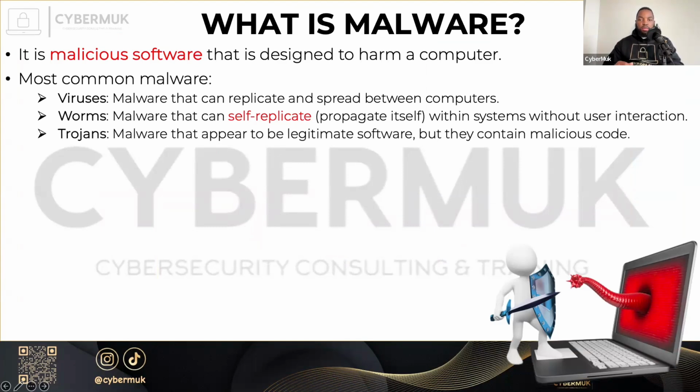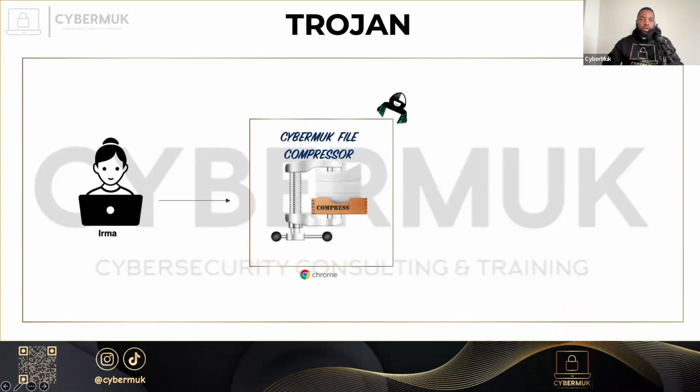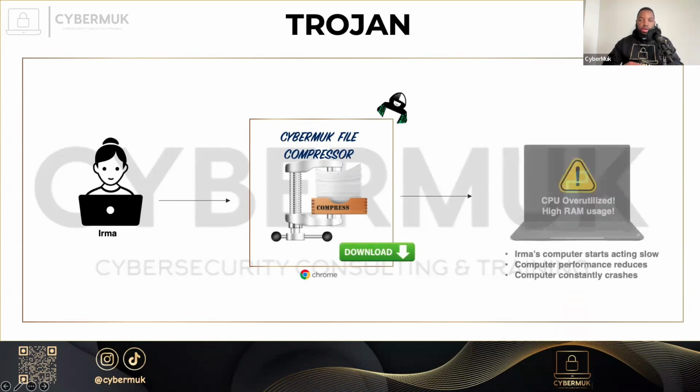A Trojan is a type of malware that appears to be legitimate software, but contains malicious code. So it looks legitimate at first, but then it contains malicious code. So how does that work? Imagine here we have Irma, for example. She's trying to download a compressor software that she finds online to compress her files. Now, she downloads it to her computer, but it contains malware and she doesn't know it because she trusts the site. So what happens next?